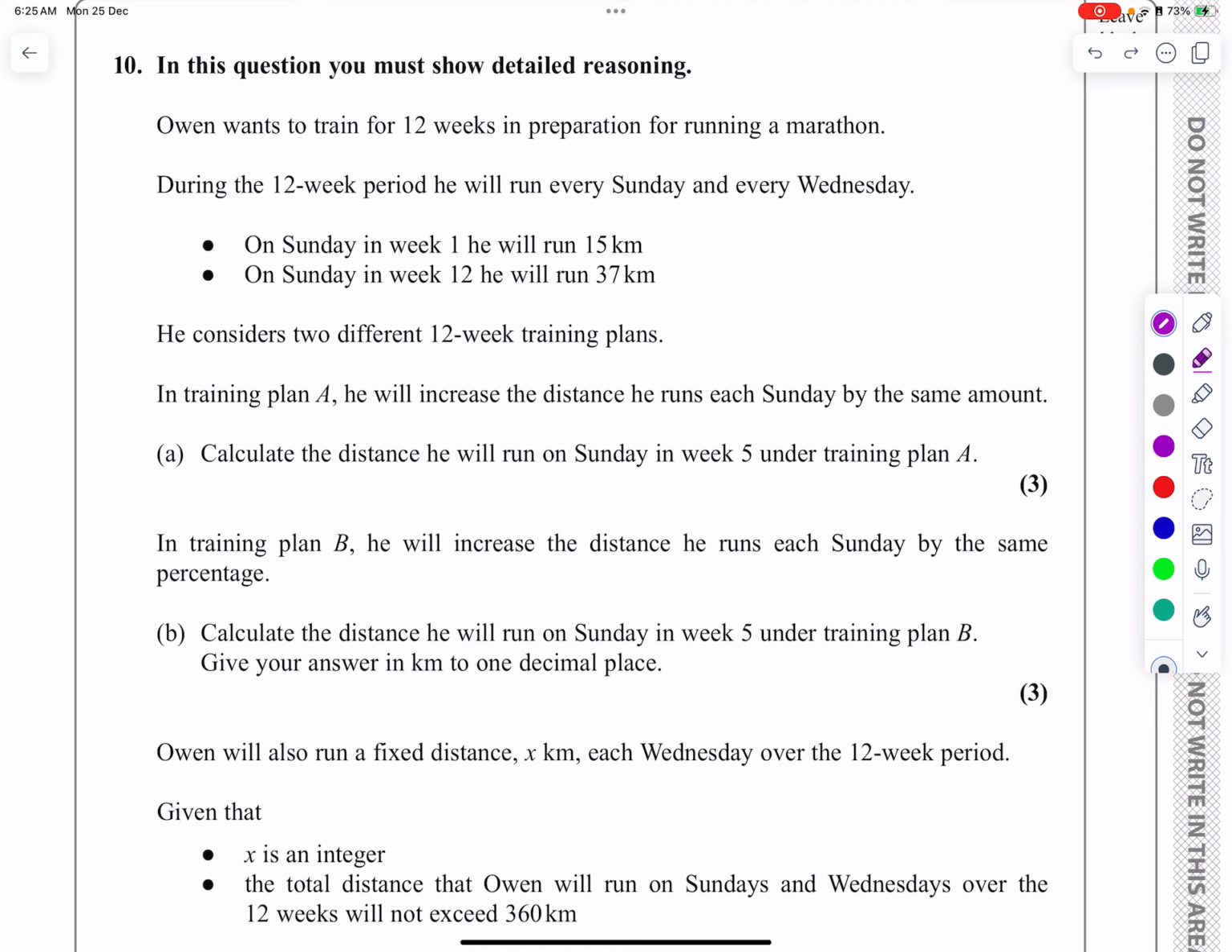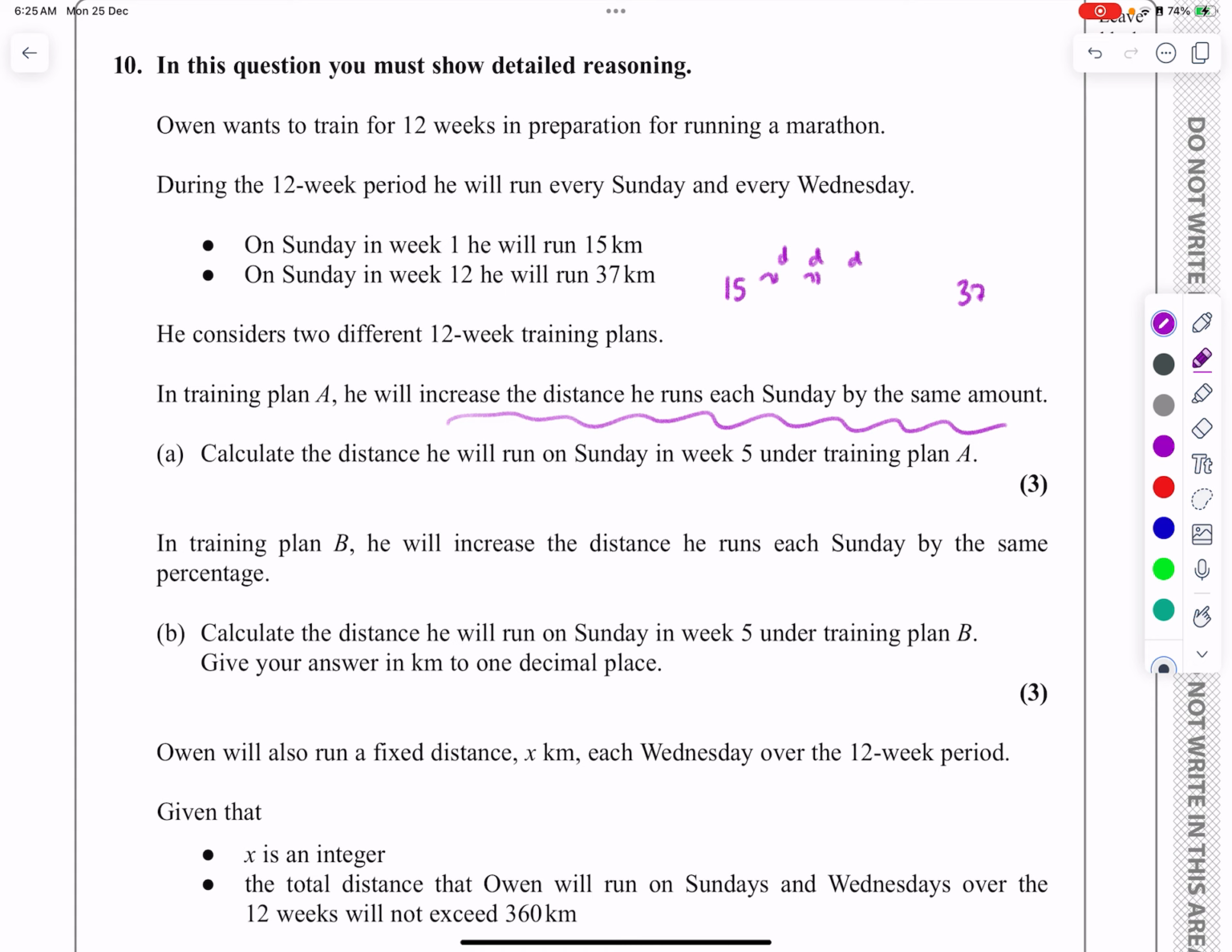He considers two different 12-week training plans. In training plan A, he's going to increase the distance by the same amount. So that's going to be an arithmetic progression. So if we just look at A, for example, he's starting off at 15. He's going to end up getting to 37 there. And in order to do all that, what he's going to be doing is adding on D each time. Common difference, the same amount, to end up with that scenario.